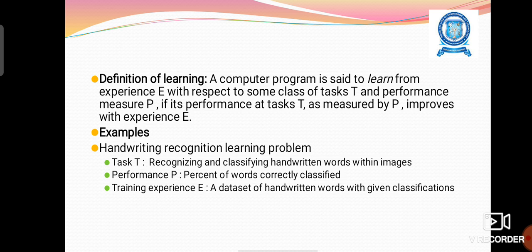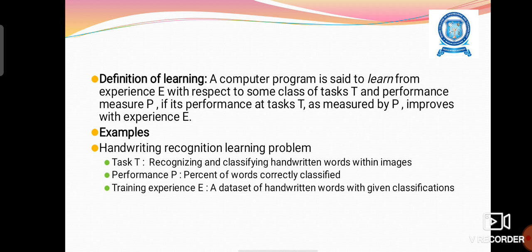A computer program is said to learn from experience. Experience will be given in the form of a data set. E is the experience, and the system is going to do some task. The task is denoted as T, and the performance measure is denoted as P. So the concept is that the performance of doing the task T, as measured by P, improves with the experience E.